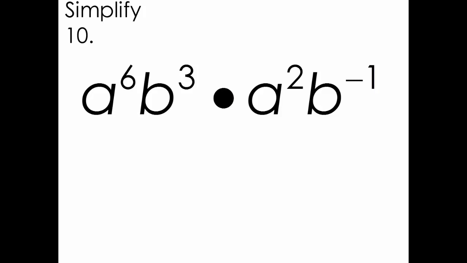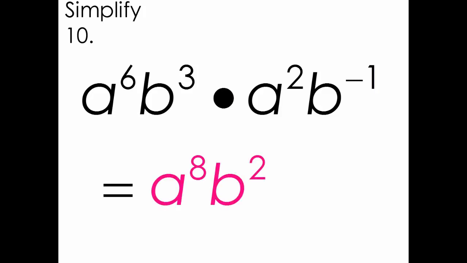So for your A's, we're looking at 6 plus 2. And for your B's, we're looking at 3 plus a negative 1. You'll get the same answer regardless of if you flip it and subtract or use multiplication and add the exponents.